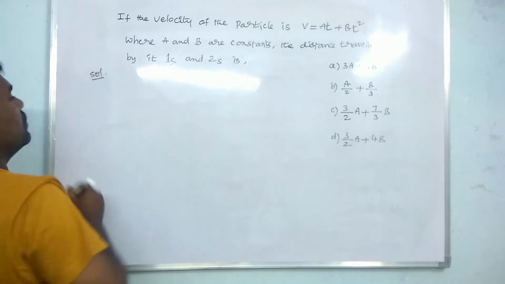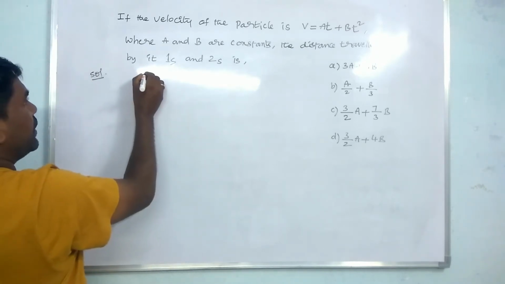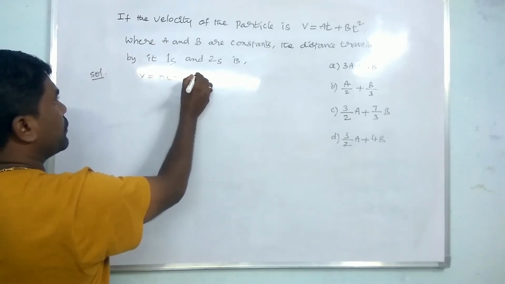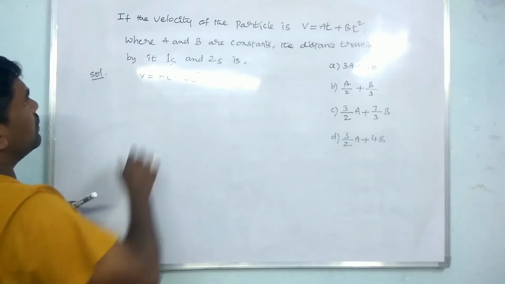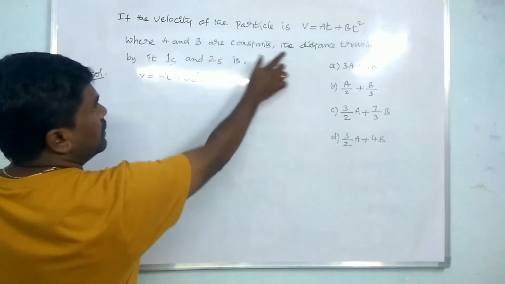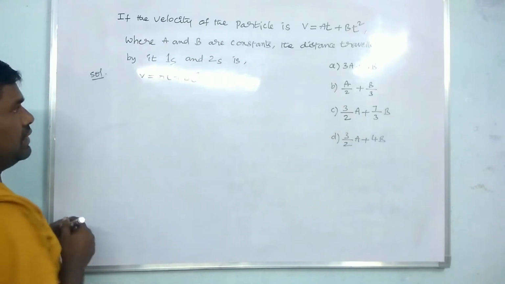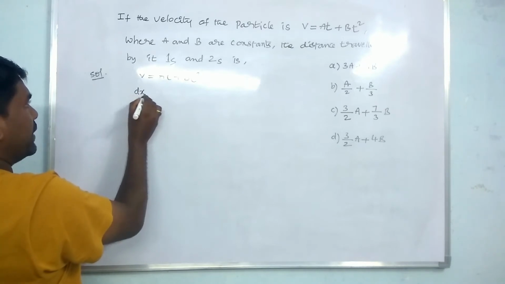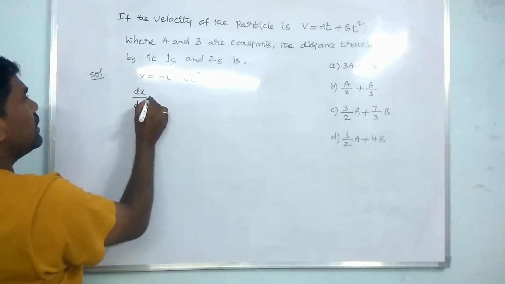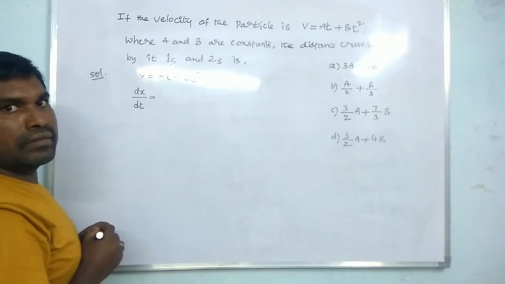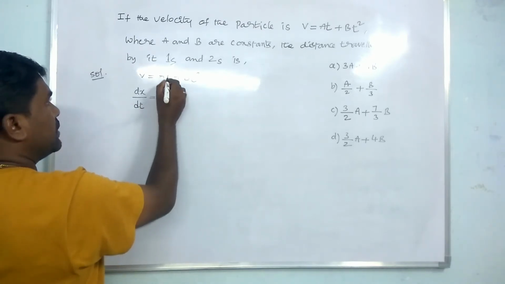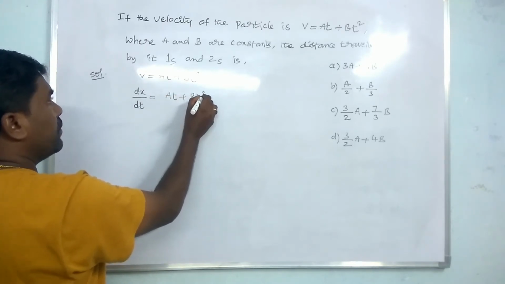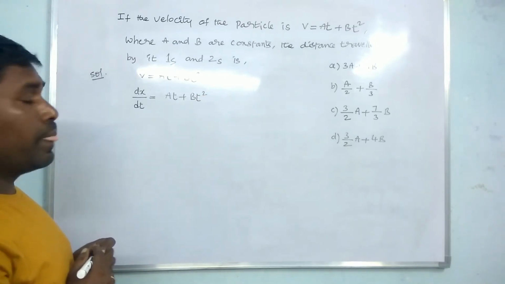Solution. The velocity of the particle v is equal to at plus bt square, where a and b are constants, and we have to find the distance. Velocity is equal to distance by time, already you know that. So velocity should be written as dx by dt. So dx by dt is equal to at plus bt square.